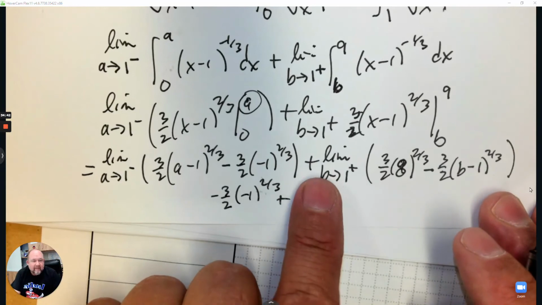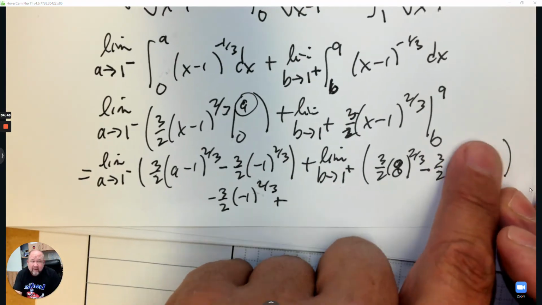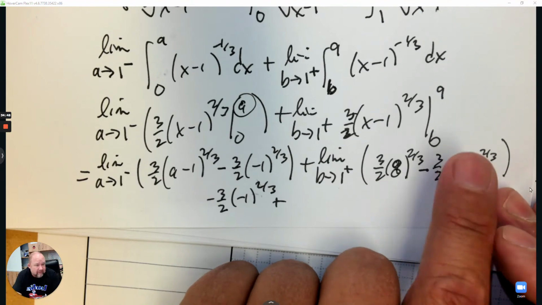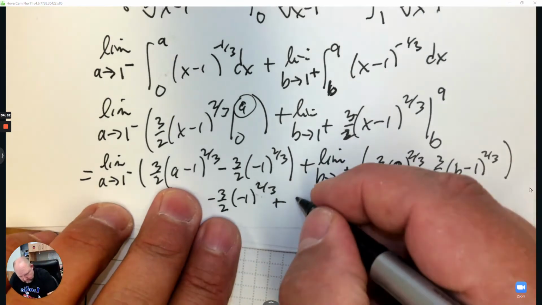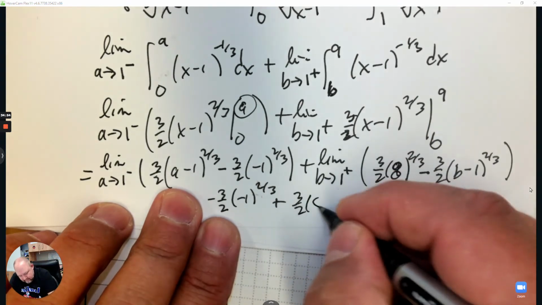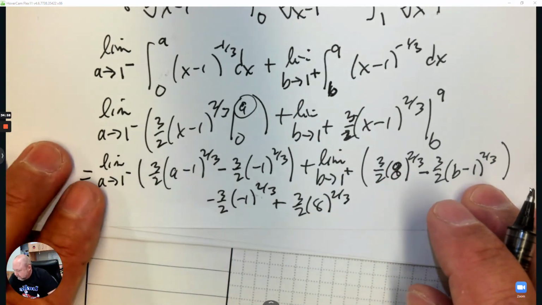On this side, if I plug in 1 here, 1 take away 1 is 0. It's not undefined. It's not an asymptote. It's just 0. So that's done. And then I'm left with 3 over 2, 8 to the 2/3.